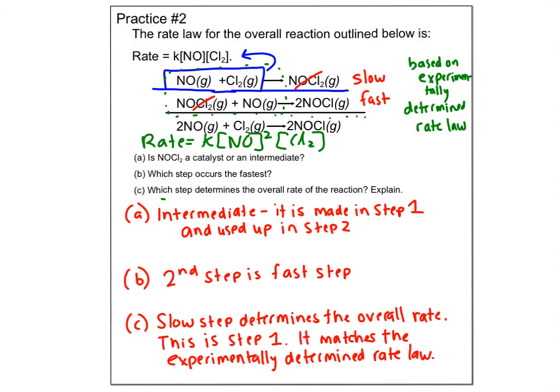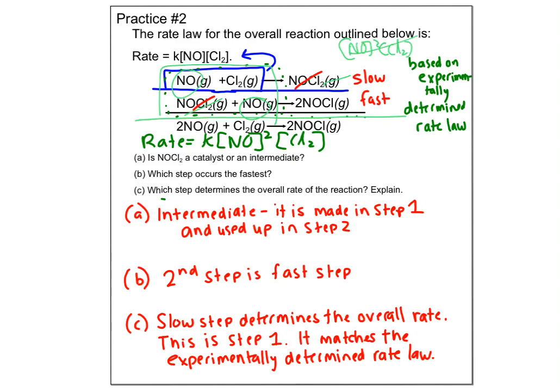And then which step occurs the fastest? So here are my 2 steps. So we know that if you draw a line under the rate determining step, the slow step, and box everything up into the left, use the stoichiometry, that gives you the rate law. You can't use the stoichiometry from a balanced equation, but you can from the steps of the mechanism. So if I drew a line under this one and box everything up into the left, no intermediates, I would have NO squared, because there's NO and NO, and then Cl2, which is not the rate law.